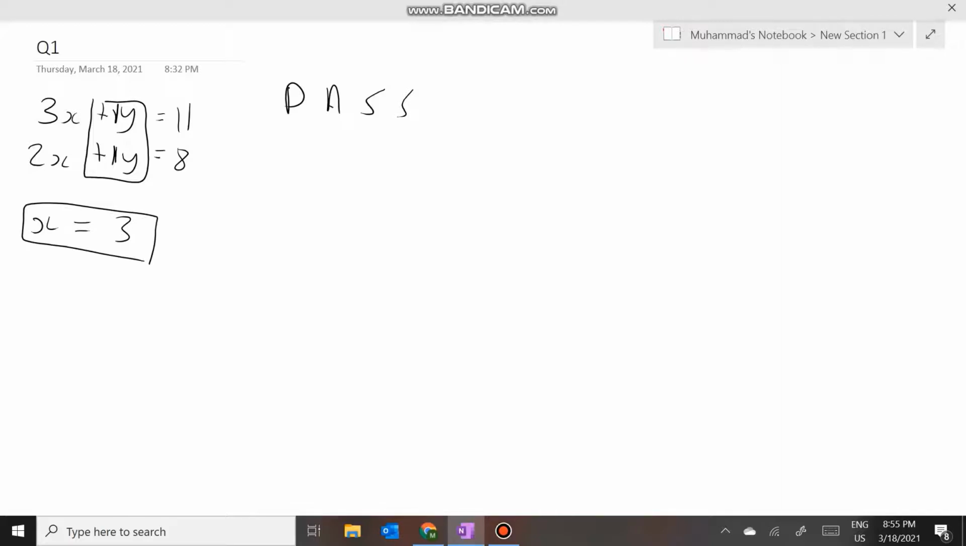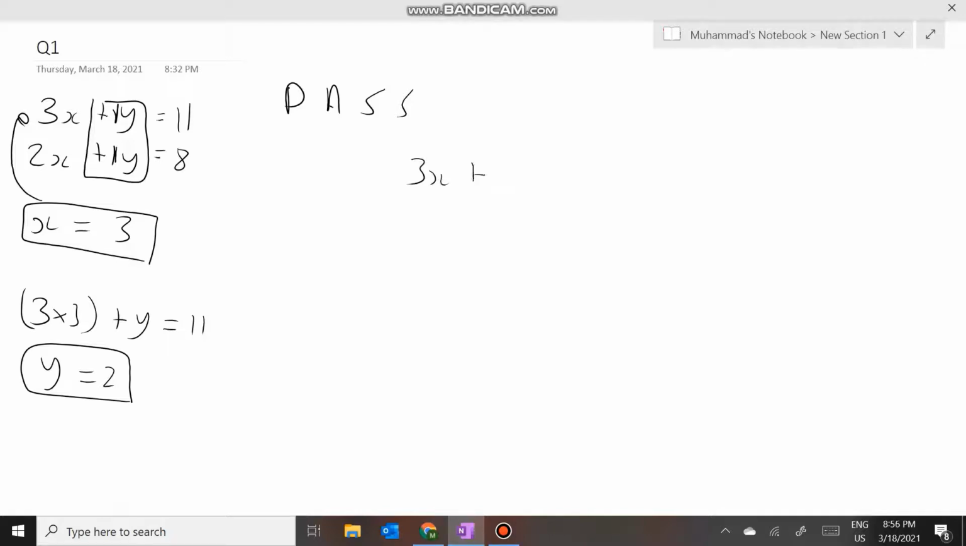And then we substitute this value back in. So 3 times 3 is 9, plus y equals 11, so y is equal to 2. Alright, understood? And then if we do this by the method of substitution, we have 3x plus y equals 11, 2x plus y equals 8.